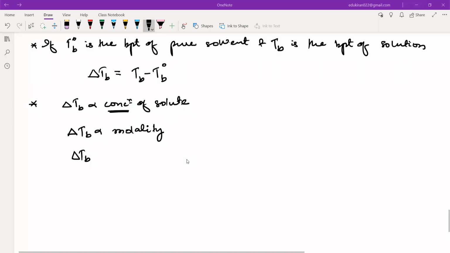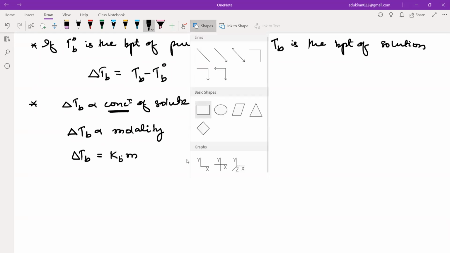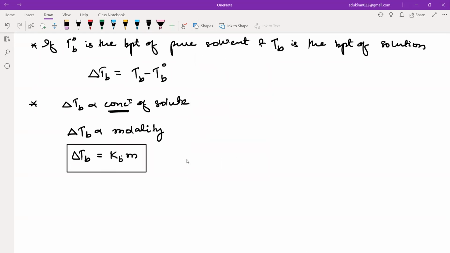My host privileges are back. Okay, fine. Delta TB is equal to a constant KB times molality, and the short form of molality is m. This is the formula now. You have to remember this: delta TB is equal to KB into m.